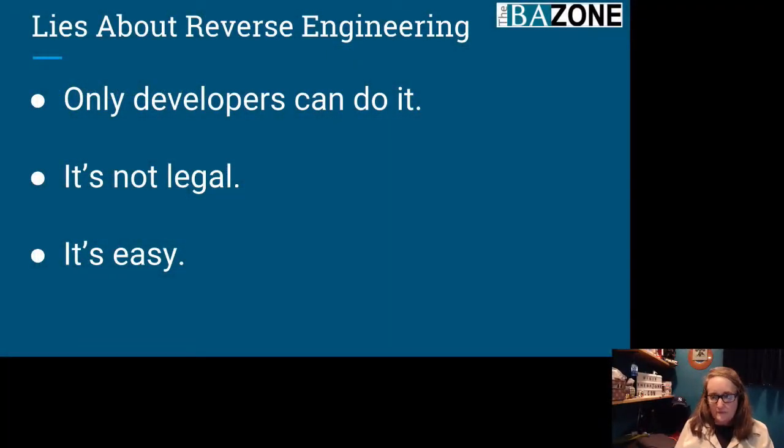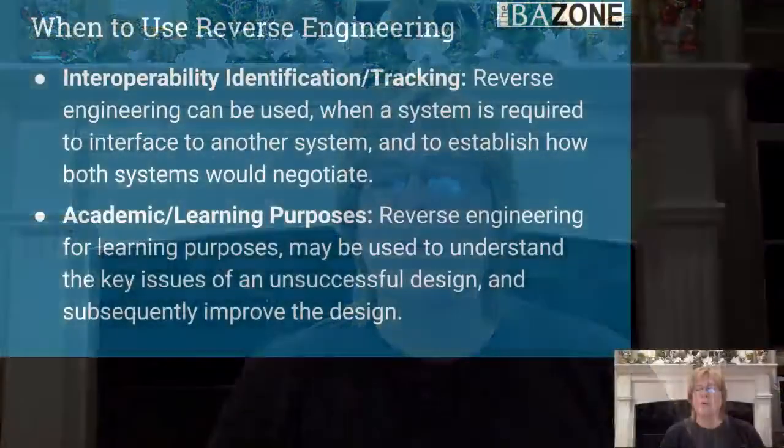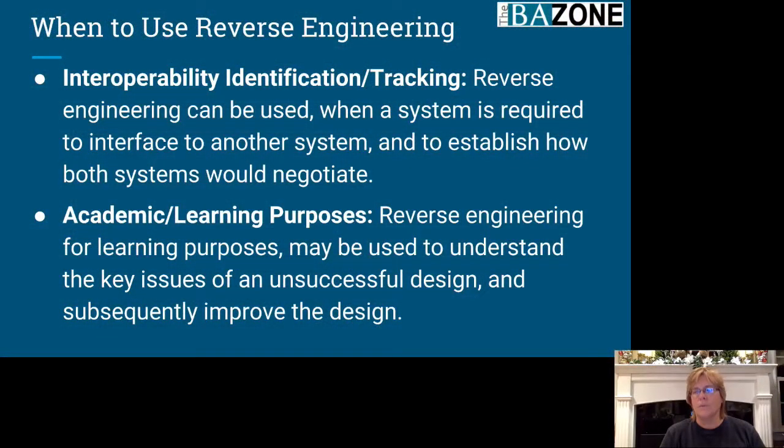While you're doing that, I'll just start off. We're just going to go over when to use reverse engineering, the different scenarios that you would use it for. So reverse engineering can be used when you want to document interoperability or identification and tracking. So when a system is required to interface to another system and to establish how both systems would negotiate with one another, you would use it then.